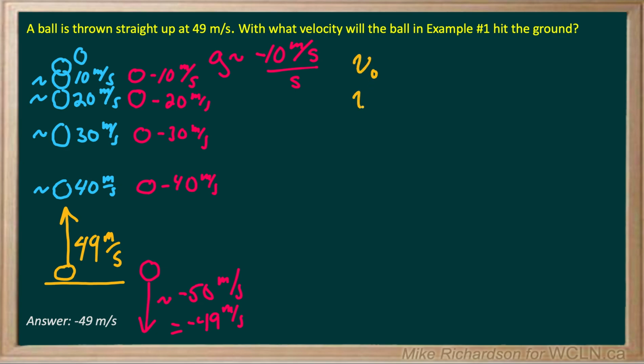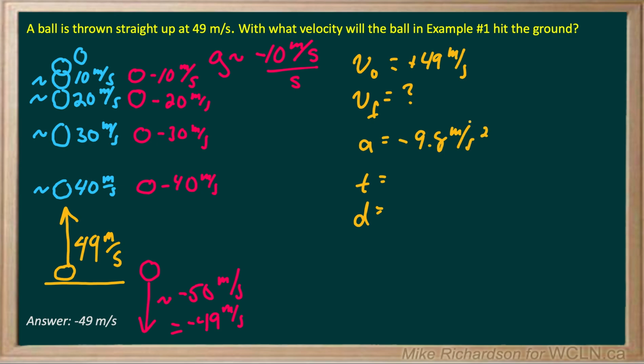So I've got V initial, V final, acceleration, time, and displacement. Now we're trying to find V final. V initial is positive 49. V final is what we're looking for. My acceleration is negative 9.8 meters per second squared. And if you'll recall in the previous question, it took 5 seconds to go from the bottom all the way up to the apex. And because of the symmetry, if it starts at the apex and falls back down, that should take another 5 seconds. So the total time of flight would be 10.